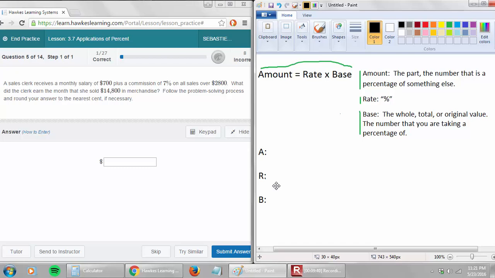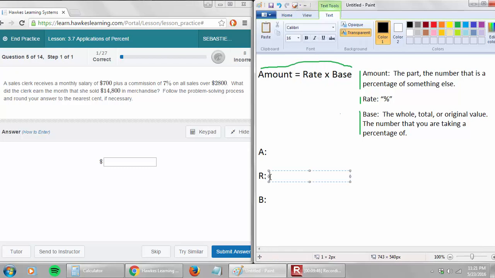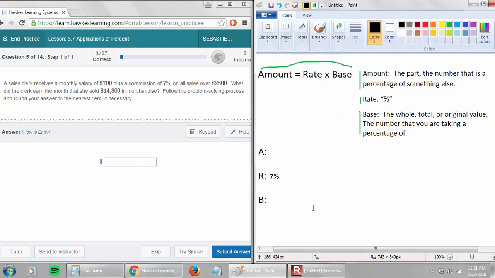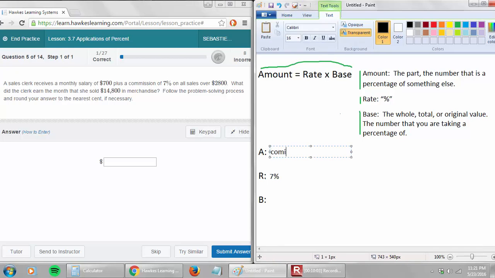Alright, so this feels similar to the previous one. Let's see if we can start working this out. I've got 7% as my rate for sure, because anything with a percent sign has got to be your rate, most likely, with a couple exceptions that we'll see a little bit later on. And this one's a little bit tricky, because if I look at the amount, well, the amount's going to be my commission again, so I can put that in just like before.